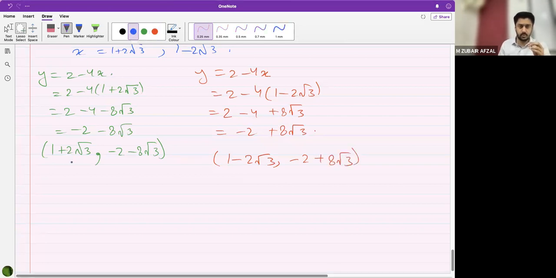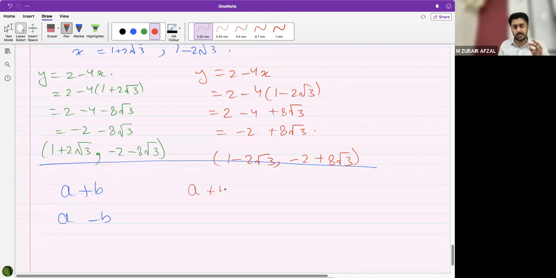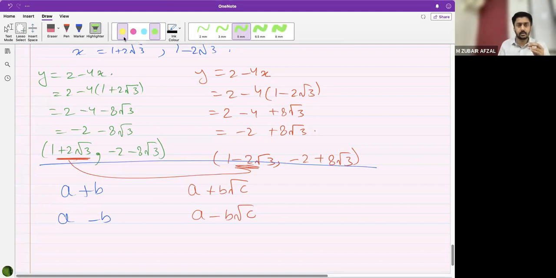One more thing, if you would ever face it. Whenever we have values a plus b and the other value is a minus b, or we have a plus b square root c and the other value is a minus b square root c, just like this, can you compare these two? Compare these two in yellow. The second one has a different sign. And compare these two in blue. This second one has a different sign. So they are called conjugates of each other.